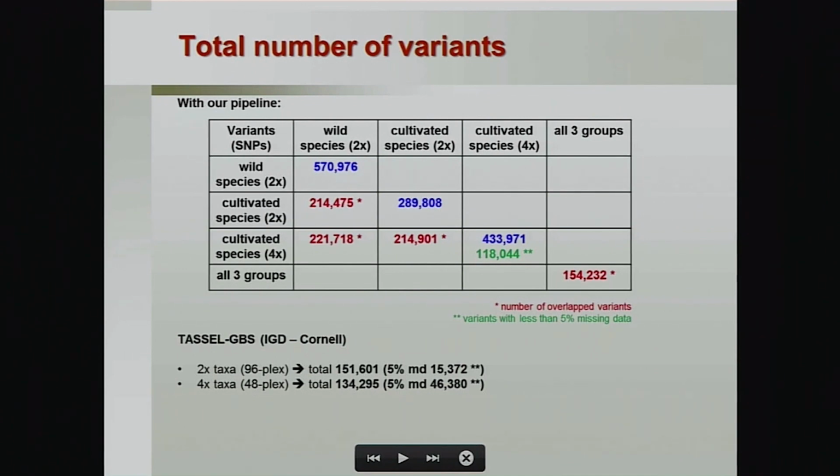The problem with the GBS still is the missing data. The amount of missing data is very high, okay? But we are using only variants with less than 5% of missing data. We ran different analyses, sorting or choosing SNPs in different ways, okay? But finally we were using only SNPs that have less than 5% of missing data.